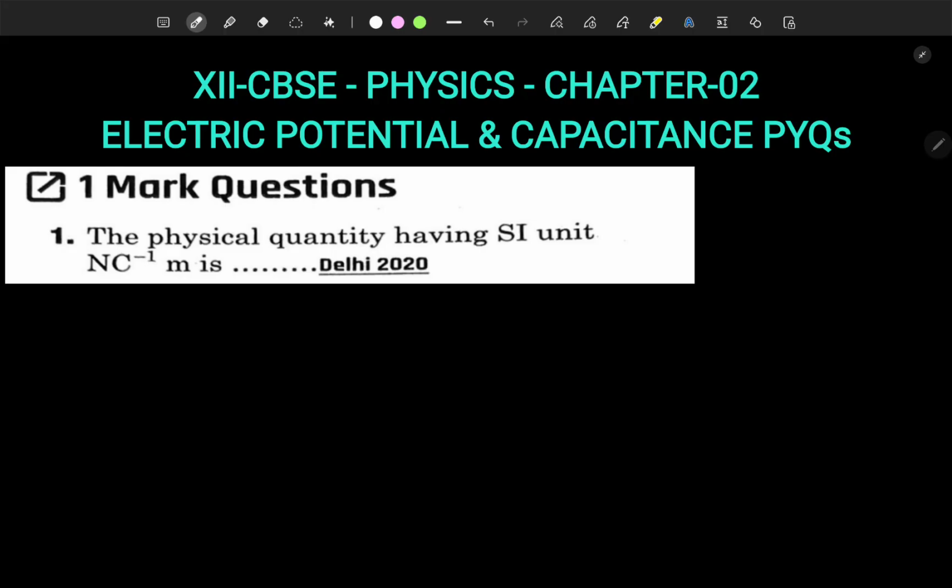So these are the questions related to your CBSE class 12 physics chapter 2, electric potential and capacitance. Okay, let's start the session.